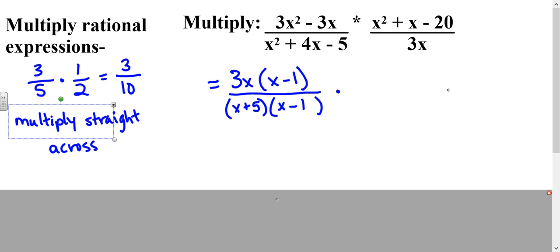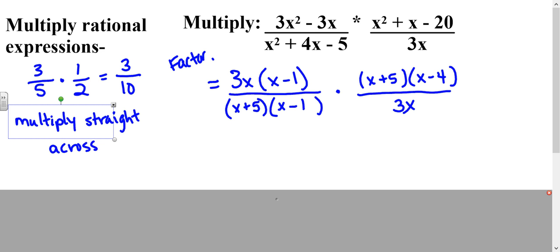Then, on the other fraction, this one is also a trinomial, so I'm looking for factors of -20 that add to be 1. And so I could use 1 and 20, I could use 10 and 2, or I could use 5 and 4. And 5 and 4 would be my match. And which one would have to be negative to make 1? Well, the 4. So it would be x plus 5 and x minus 4. Then 3x cannot be factored, so I would leave that the same. So the first thing I did was I factored everything.